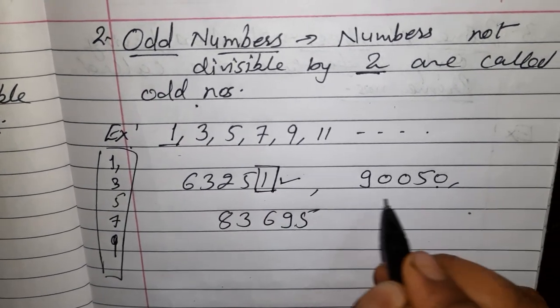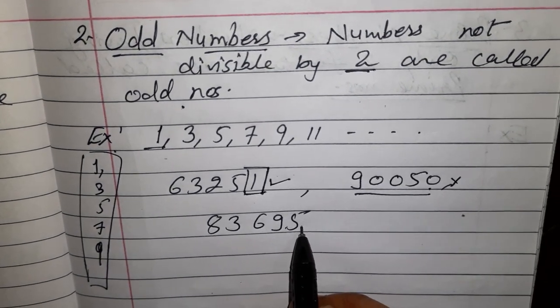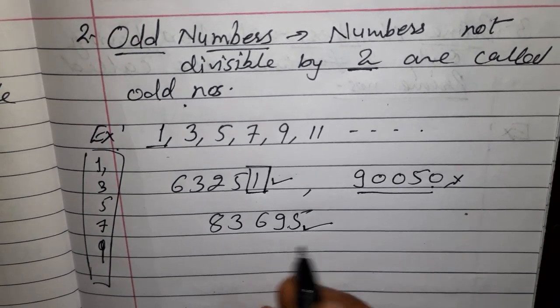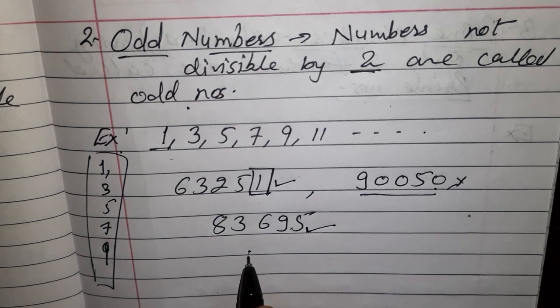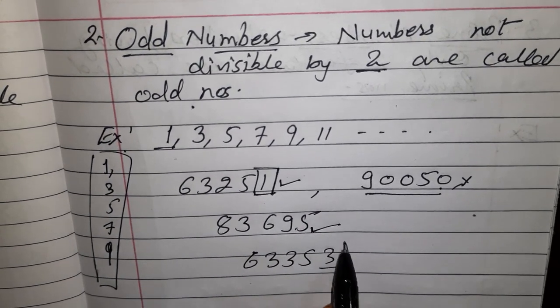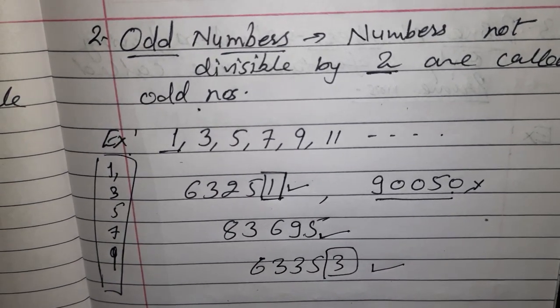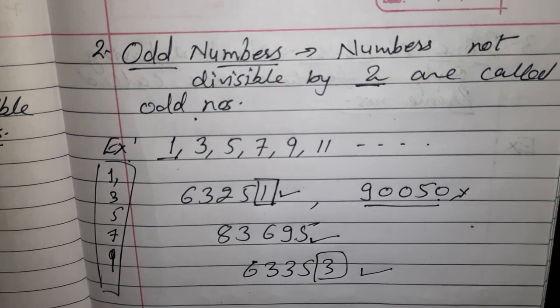Here it is 0, so it is an even number. Here it is 5, so it is an odd number. One more example, 6, 3, 3, 5, 3. The last digit is 3, so it is also an odd number. This way you find the difference between even and odd numbers.